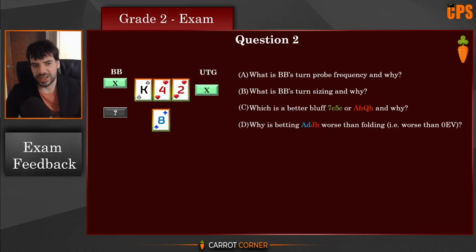Question 2 of the exam concerns this out of position turn probe opportunity for big blind. In this situation, we need to decipher roughly what we think big blind's turn probe frequency will be with range and why. Secondly, what is the sizing going to be? Which is the better bluff, 7-5 of clubs or ace queen of hearts, and why? And then finally, why is betting this hand, ace of diamonds, jack of hearts, worse than folding? Meaning actually worse than 0 EV. Okay, let's get into it.